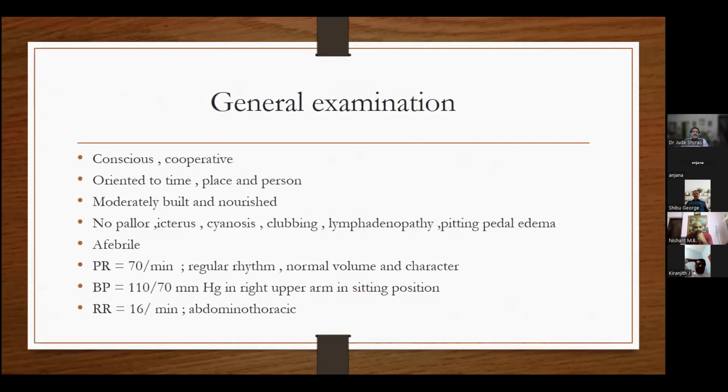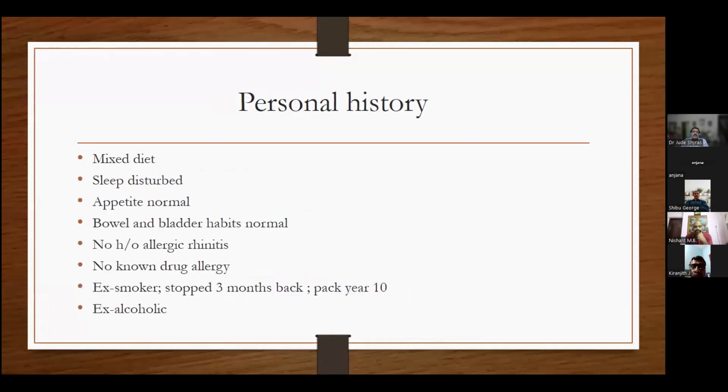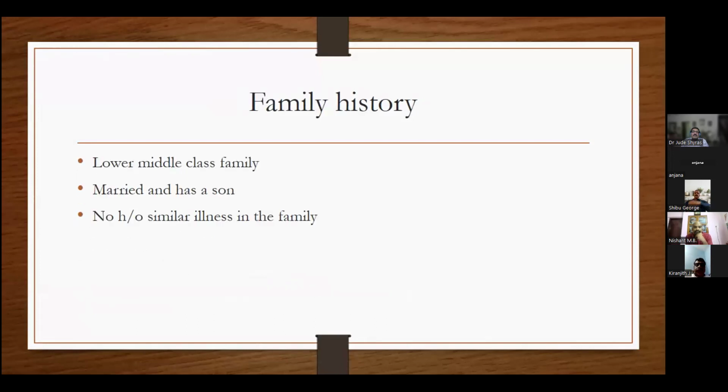General examination. The patient was conscious. Why is smoking important? Sir, smoking can predispose a patient to allergy and also to carcinomatous conditions. Okay.